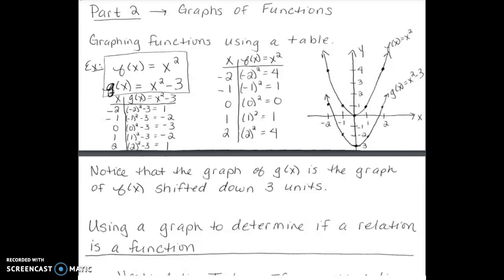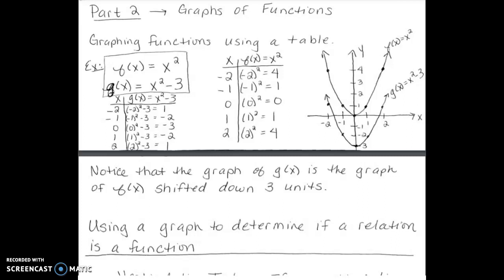This is part 2 of the lecture for section 2.1. In part 1, we covered vocabulary, function notation, etc. And in part 2, now we're going to talk about graphs of functions. So the first example is just creating a graph using a table. Later in this chapter, we will learn more efficient ways of graphing things, but for now it's just going over the basic process of finding ordered pairs and plotting them.